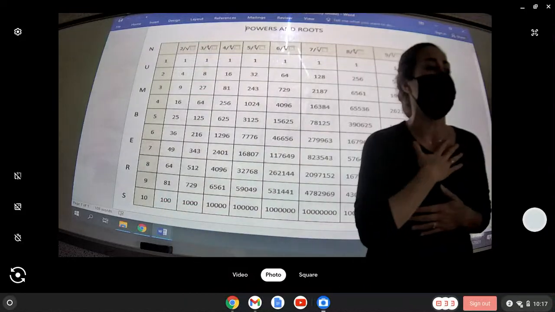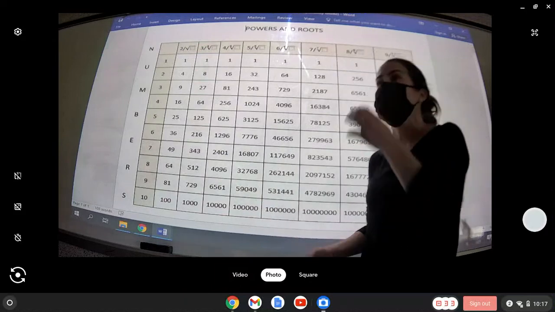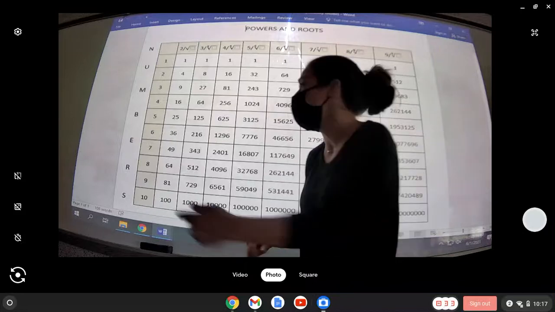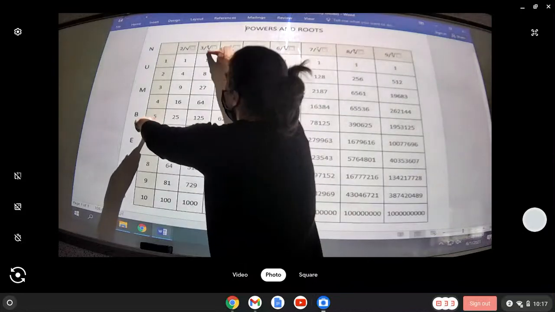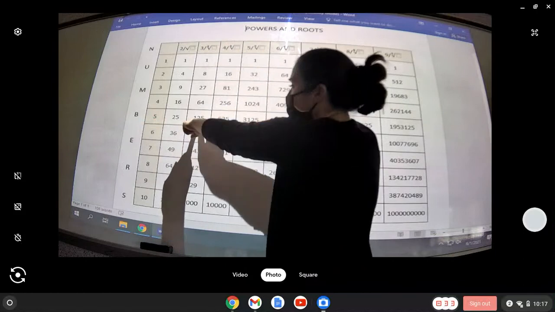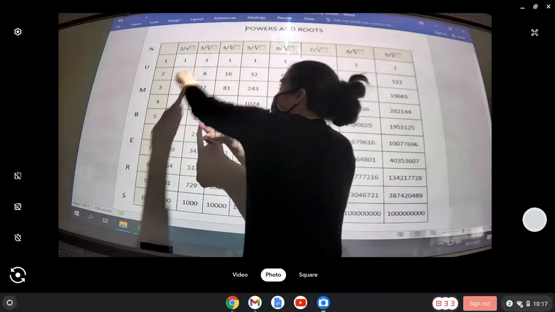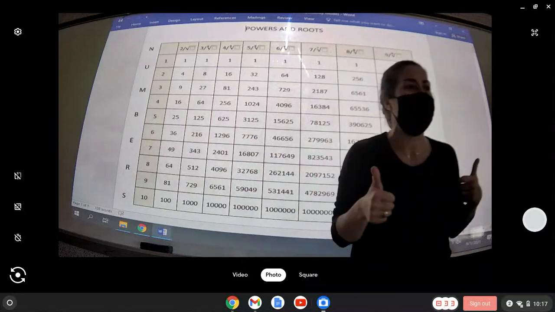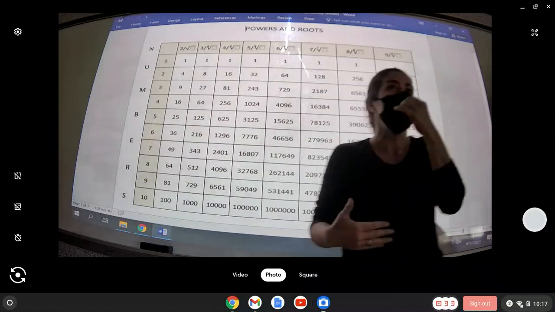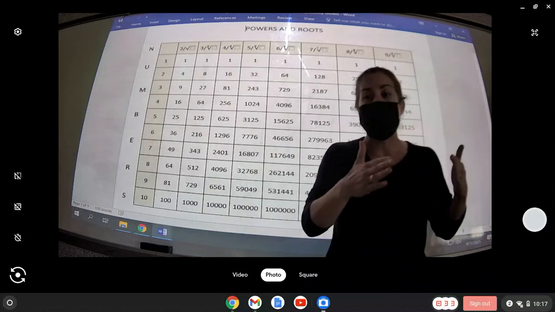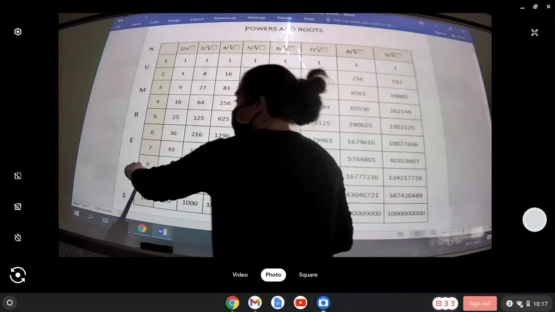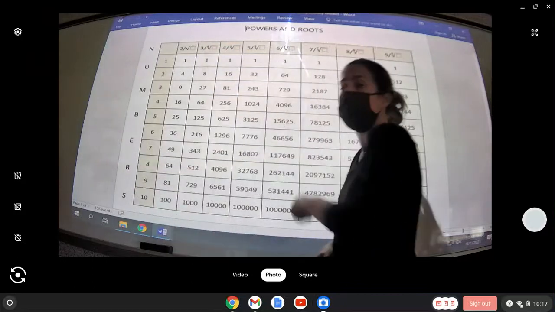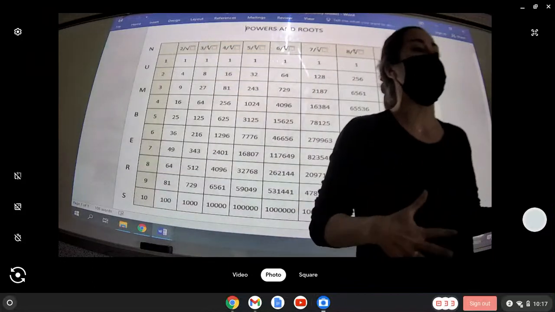I need you to be able to recognize perfect third powers. So if I asked you, what's 5 to the third power? Find the number 5, find a power of 3, and they meet at the box 125. So 5 to the third power is 125. Now you don't have to worry about putting that into a calculator. You can see it right on the chart. If I asked you, what's 8 to the third power? Find the number 8, find the power of 3, they meet right there. 8 to the third is 512. It's just going to save you a lot of time.